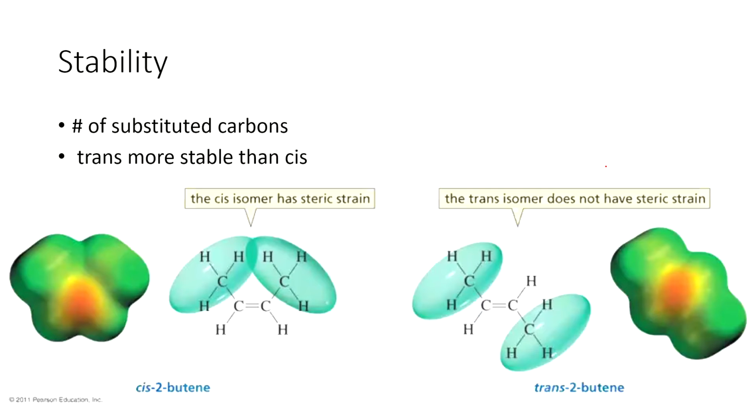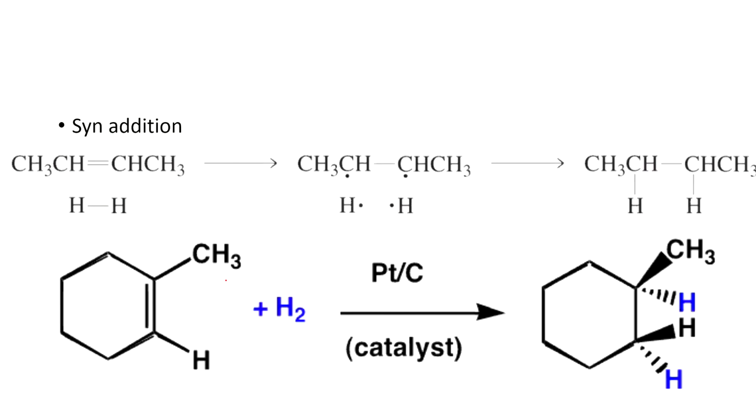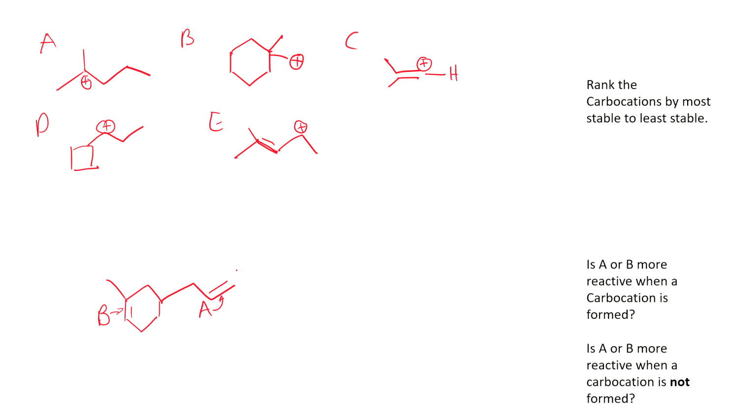So we'll look at practice problems too after I discuss this final topic, which is on steric strain. So a cis isomer is less stable than a trans isomer. And that's sort of intuitive because if they're bulky and they're next to each other, they're going to repulse each other because these carbons are positively charged and positive repels positive. So let's look at a few practice problems. Let's rank these carbocations by most stable to least stable.